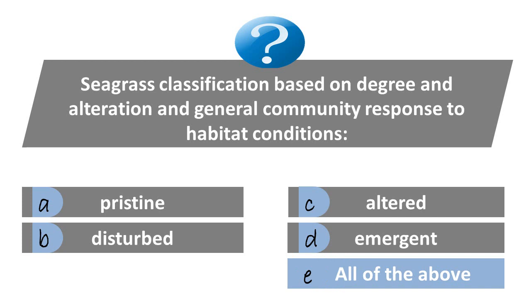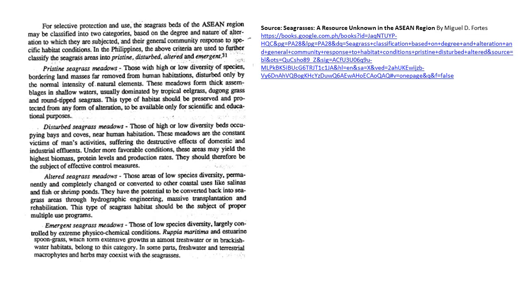Answer, letter E, all of the above. So pristine, disturbed, altered, and emergent are examples of seagrass classification. So pristine seagrass meadows, those with high or low diversity of species bordering land masses far removed from human habitations. Disturbed only by the normal intensity of natural elements.